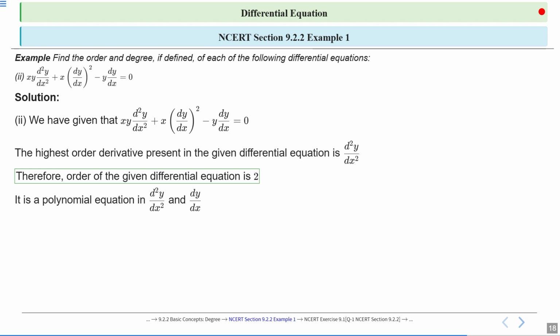Now, to find the degree, we can observe it is a polynomial equation in d²y/dx² and dy/dx. The given equation is in polynomial format. As we can see, there is no term involving sine or log, there are no radicals, and no term with a derivative under a square root. So the given equation is polynomial in d²y/dx² and dy/dx, and now we can find the degree of the differential equation.